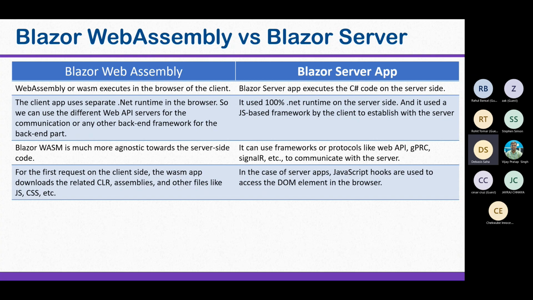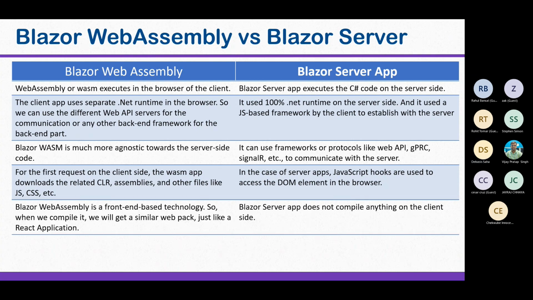So for the first request on the client side, in the case of WebAssembly, the entire WebAssembly application, related assemblies and other static files will be downloaded. So it will take some time. But in the case of server side, it does not take that time, because in server apps, JavaScript hooks are used to access the DOM elements in the browser with the help of SignalR. So Blazor WebAssembly is basically a front-end based technology.